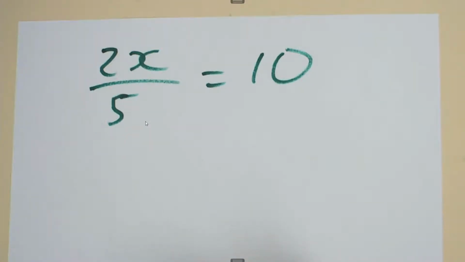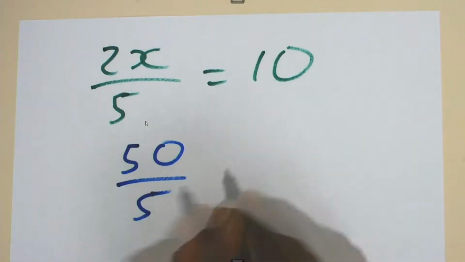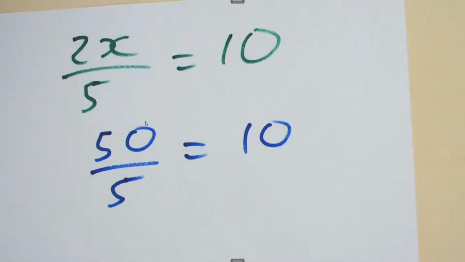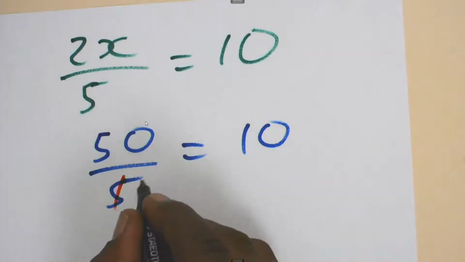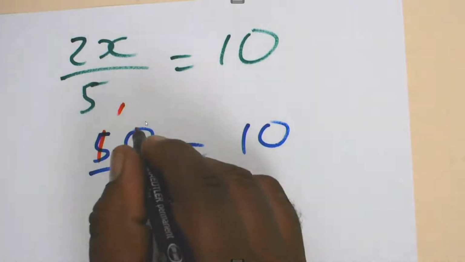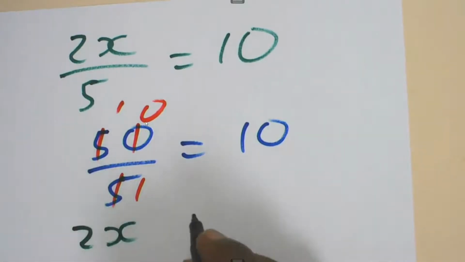So what is that number that you're going to divide 5 with to give you 10? You all agree? Okay, we seem to agree. 50 divided by 5 is going to give you 10. How many 5s into 5? 1. How many 5s into 0? 0. So it's a 10. You are saying that the number on top, the numerator in this case, is equal to 50. You are saying to us 2x equals 50.